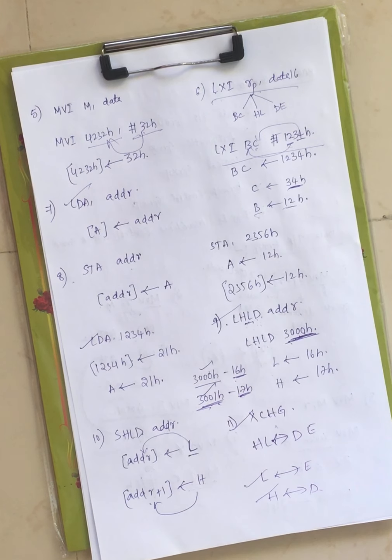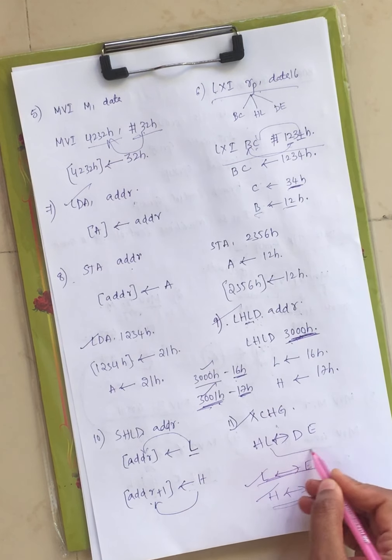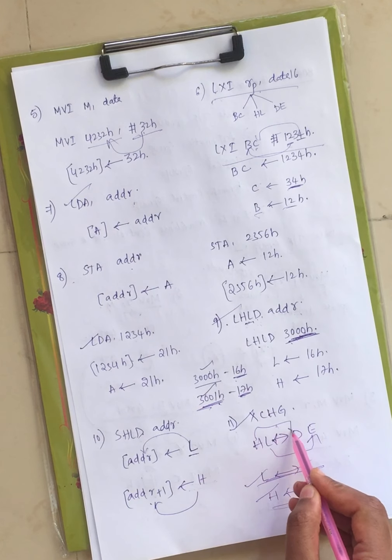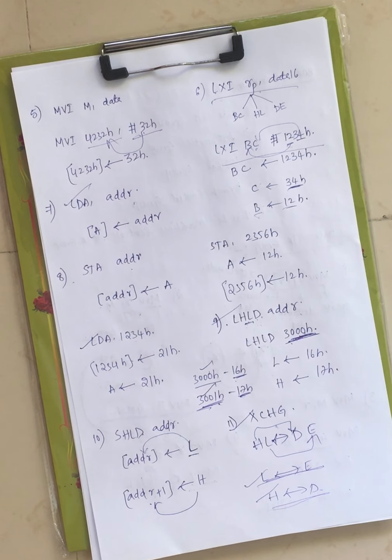And the next instruction is exchange, XCHG. If you want to exchange the contents of the HL pair with the DE pair, L with E and H with D are exchanged. We have to use this instruction XCHG, that is exchanging the contents of the register pairs, HL and DE. H with D are exchanged and L with E are exchanged, right?